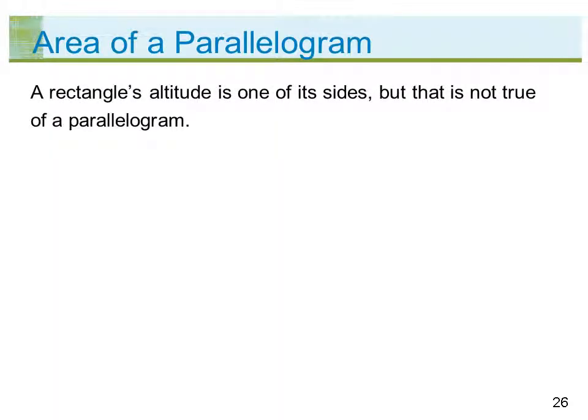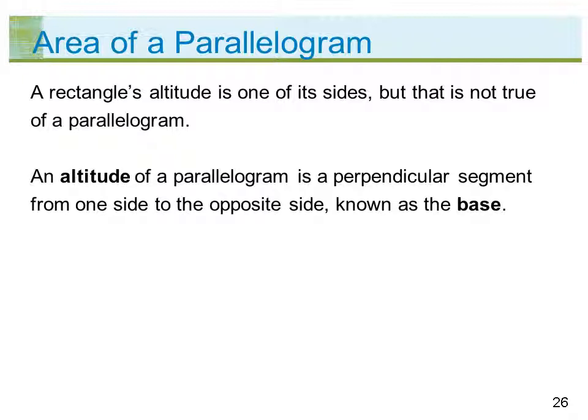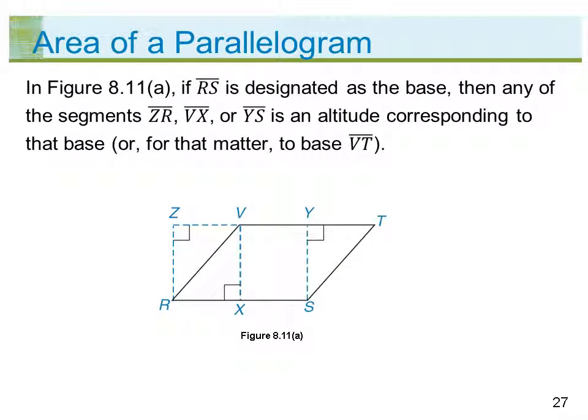A rectangle's altitude is one of its sides, but that is not true of a parallelogram. An altitude of a parallelogram is a perpendicular segment from one side to the opposite side, known as the base. A side may have to be extended in order to show this altitude-base relationship in a drawing. In Figure 8.11a, if segment RS is designated as the base, then any of the segments ZR, VX, or YS is an altitude corresponding to that base, or for that matter to base VT.